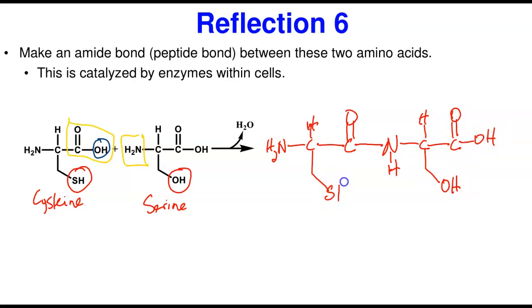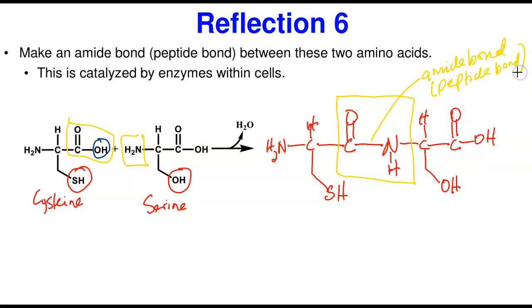Oh, I didn't finish this. So this. Now, where is the amide bond? Let me show you. This is the amide bond. This is the amide bond. And this amide bond, in amino acids, in proteins, is called the peptide bond. And this is a good prep by the time we start talking about proteins. This is the peptide bond. A peptide bond is an amide bond, whichever one.